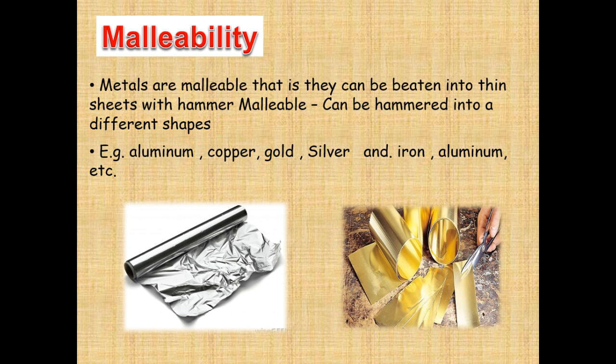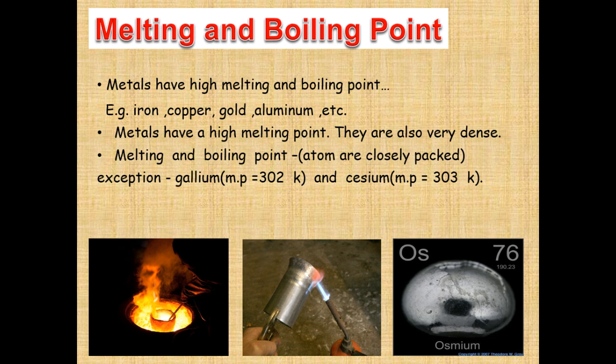Next, malleability. Metals are malleable, that is, they can be beaten into thin sheets when hammered. You can see aluminum foils on food packaging, and copper shims are used in industry for packing and other purposes. Even silver has this property. In some sweets we can see silver foils on top of the sweets.